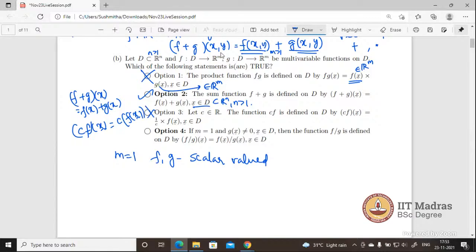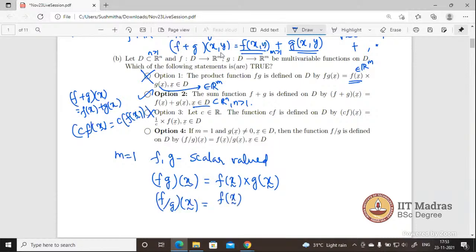So when m is equal to 1, because the codomain is R, f and g will be scalar valued functions, right? And now can I multiply these two functions? Yes, you can always, because the output is a scalar. And can I divide in this case? Yes, because we know how to divide two scalars. We can do this as long as g of x tilde is not 0, right?